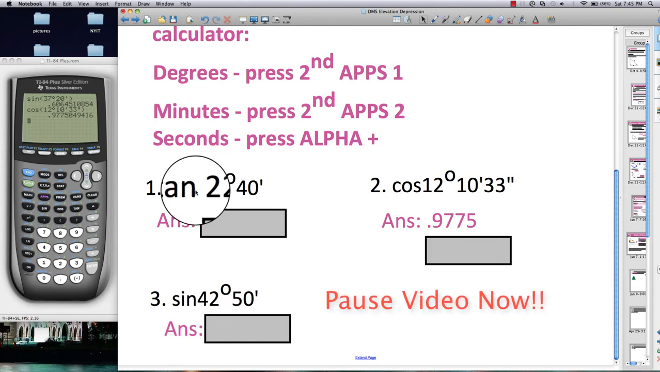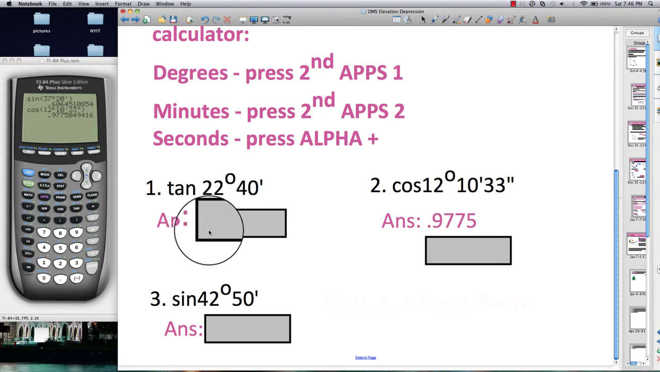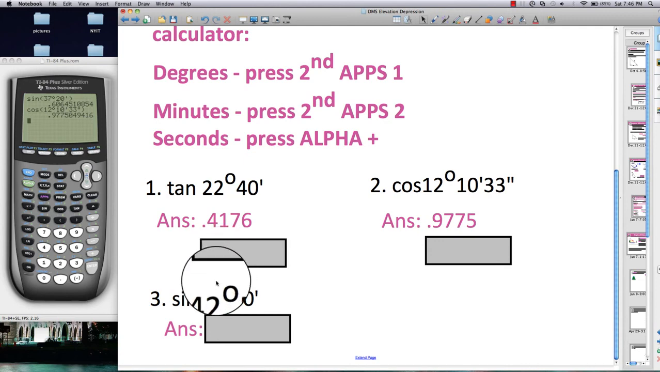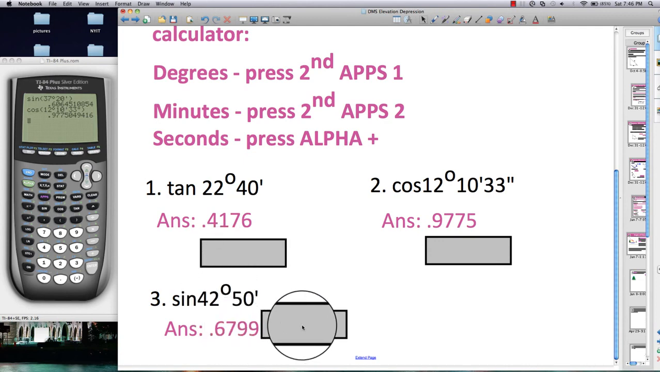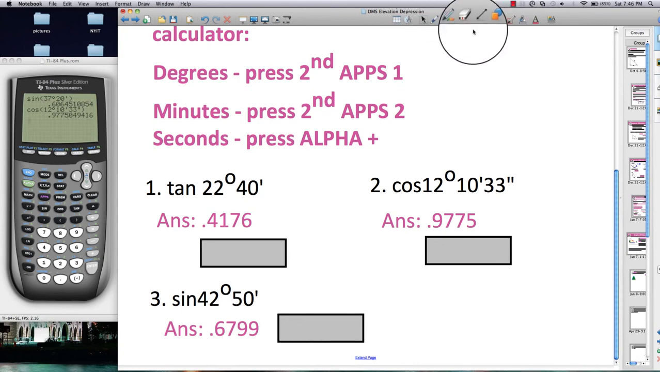I'll give you a second to try these other two, 1 and 3. The answer to 1 is 0.4176, and the answer to 3 is 0.6799. Okay, and that's pretty much it dealing with degrees, minutes, and seconds.